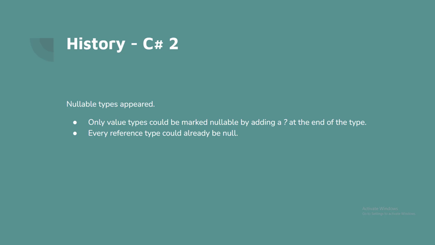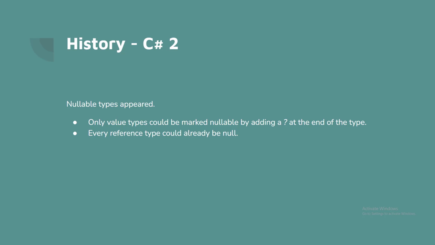But another thing we got in C# 2 were nullable types. And this means we could add a question mark at the end of a type declaration and mean that that type could be nullable. Now, this didn't make any sense on reference types because they already had the ability to be assigned null. So this really was only useful for value types. So your ints would get it, a lot of other things would get it.